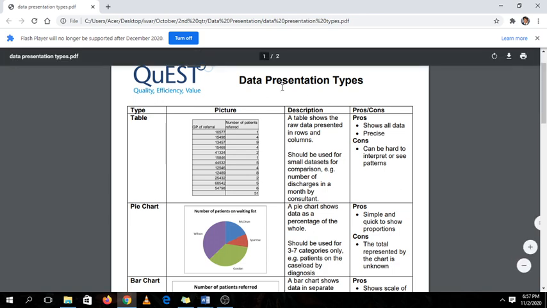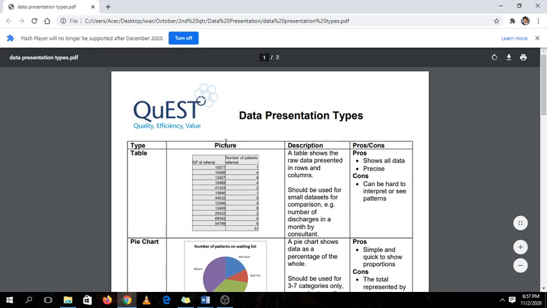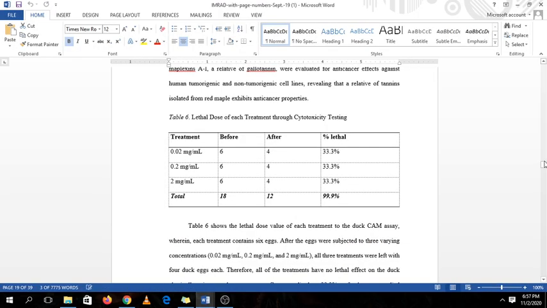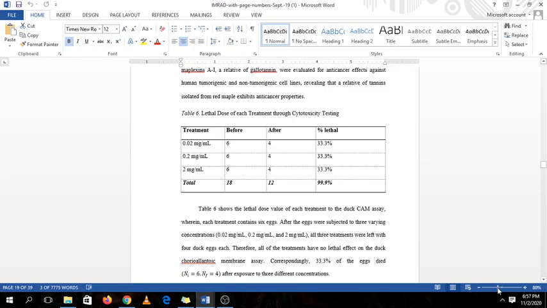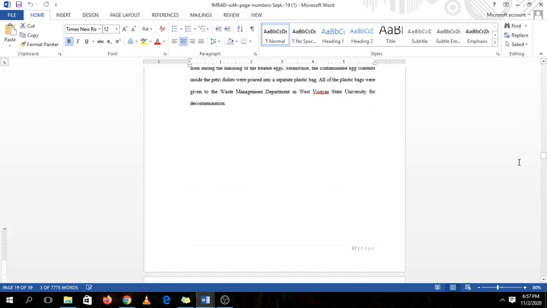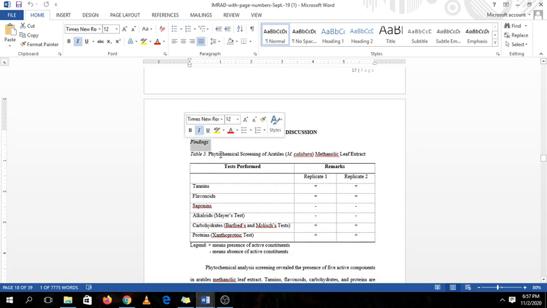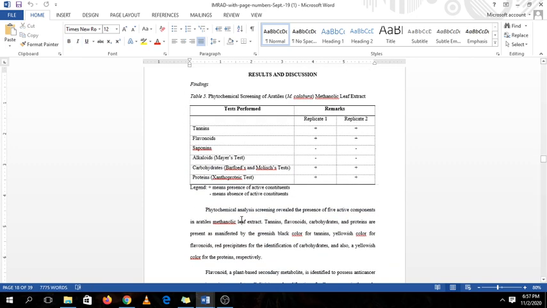Okay? So let us now proceed to the data analysis, the results and discussion in our IMRAD. So results and discussion, I will just explain three major parts. Number one, the findings that show the table and the discussion. Okay, wasn't this already discussed? The discussion refers to the results on the table.